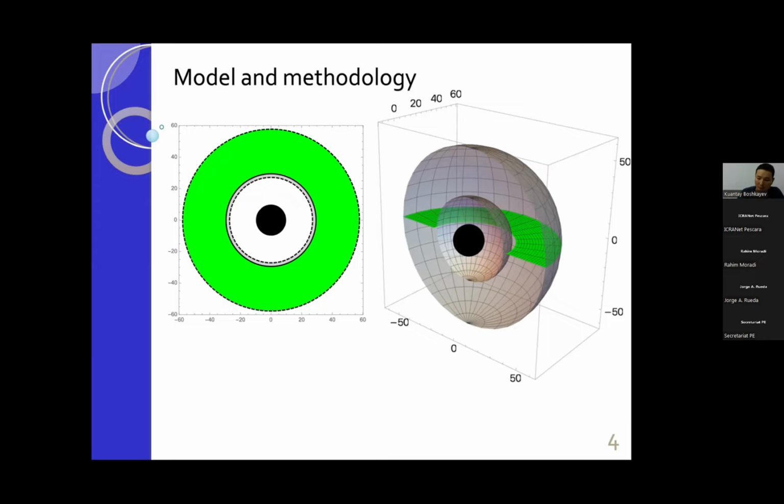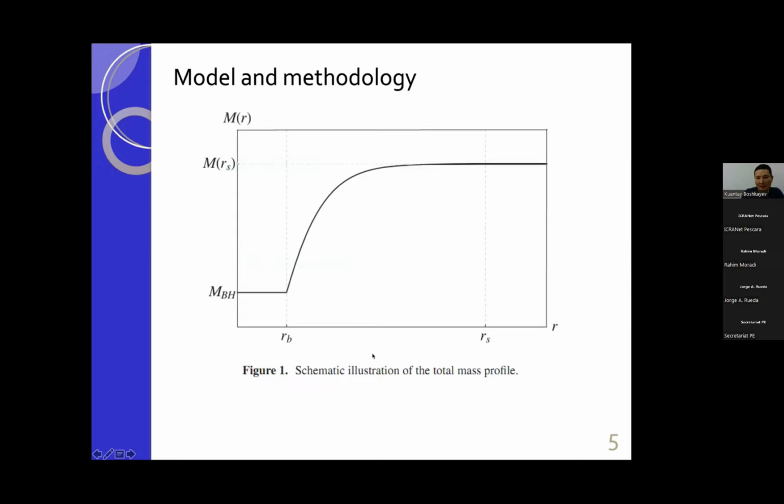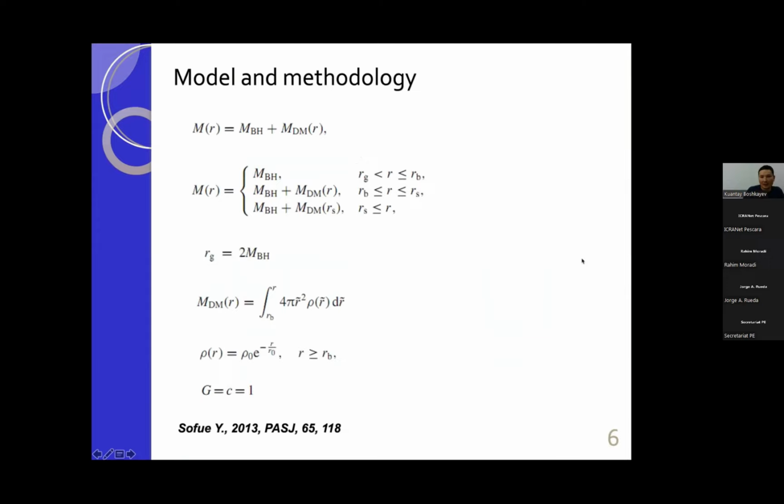So if we plot the mass profile up to the inner edge of the dark matter distribution, we will have the black hole mass, and then starting from R_B to some, let's say, distance, we will have the dark matter distribution. And the mass will be defined through the total mass of the system, black hole plus dark matter. So this is now the mathematical representation of the dark matter mass profile, including the black hole. R_G is the gravitational radius actually. And R_S is the surface of the dark matter distribution, which is also a free parameter of the model.